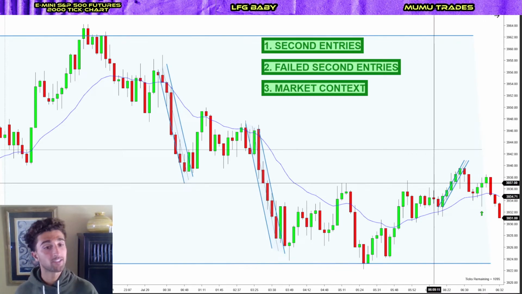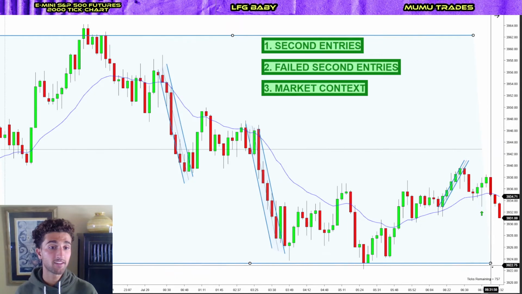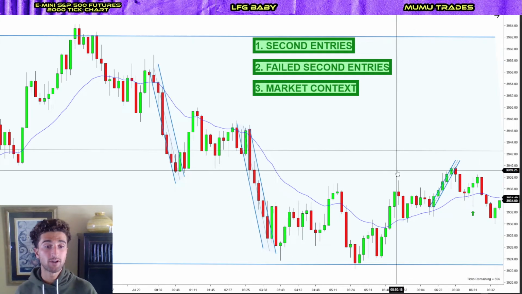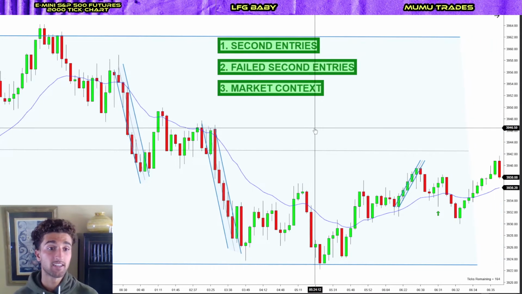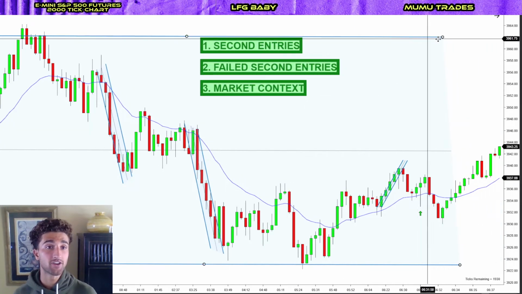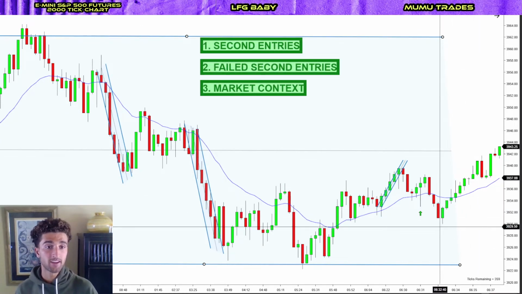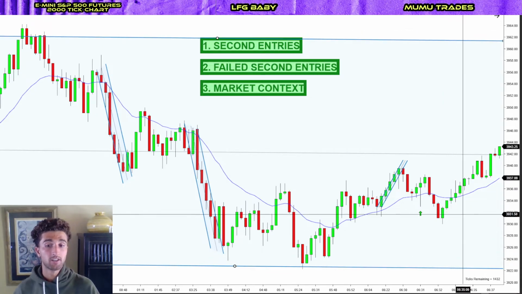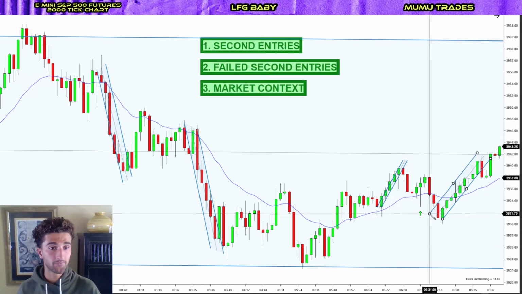So once again, let's look for another second entry, failed second entry, or anything that has a very nice signal bar and allows for a nice reason to take the trade. As we see, we tried to push below the EMA, followed by a lot of bullish momentum, a lot of green bars. So let's draw another short-term trend.